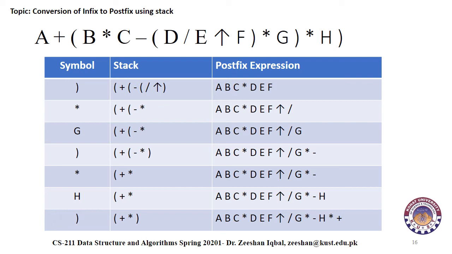Next symbol is again the right parenthesis, so we have to repeatedly pop the operators on the stack until the left parenthesis is met. So here asterisk will be popped first and added to the postfix expression, and minus will be popped next and will be added to the postfix expression, and in the end we have to remove both parentheses.